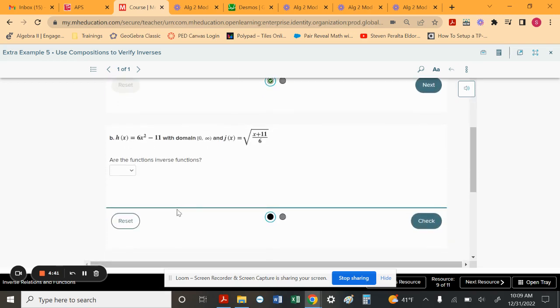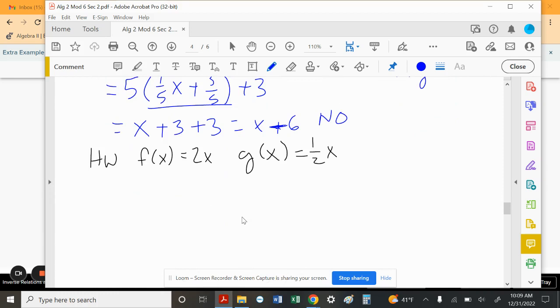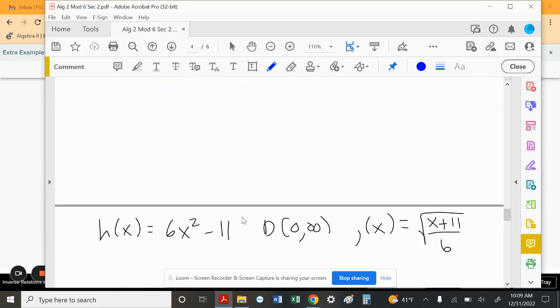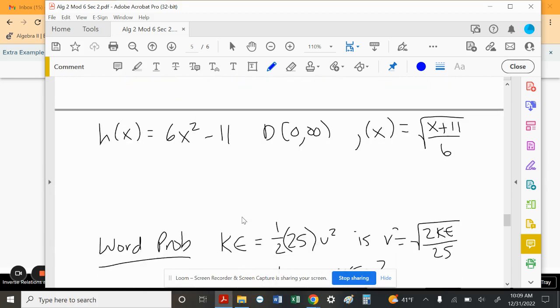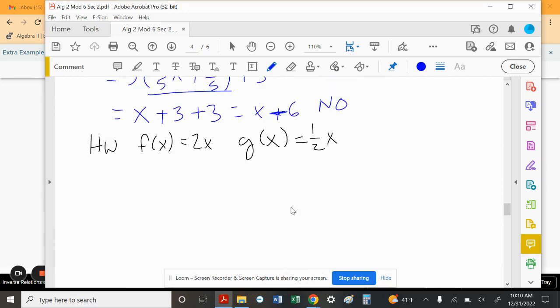Okay, so here, in this case, we have a domain of 0 to infinity. We're going to check to see if these are inverses of each other. We're going to plug those in, so we're going to check that one next. We go through and do the same kind of steps here. Actually, I'm going to do this one first, because it doesn't have a restricted domain.